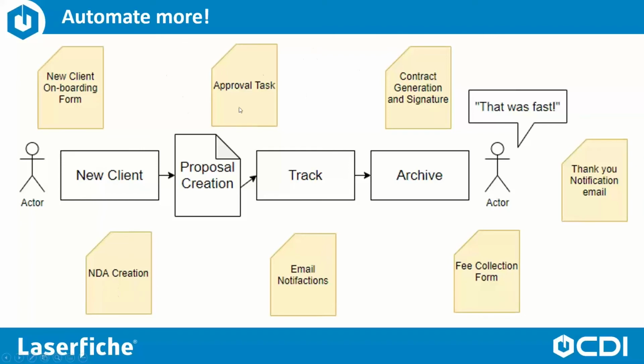You could set up approval tasks, again, at any point in this process. So this doesn't have to be a proposal process. Again, it can be any type of process. It can be contracts, onboarding, anything. Email notifications can go out at any step. It can even go out to people outside of your organization.